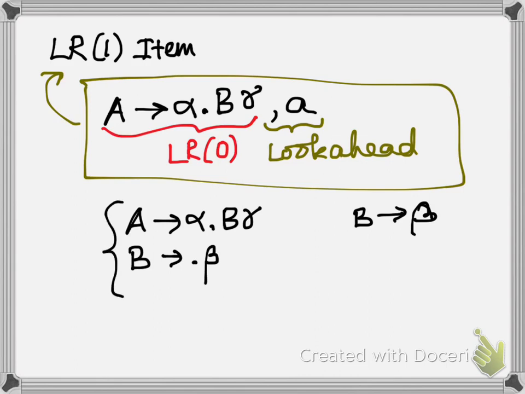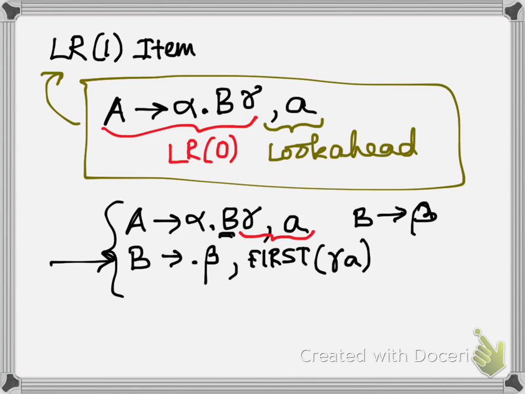Now here, in case of LR1, I have a look ahead. So I also have to construct the look ahead. So how to compute the look ahead? It is consisting of, say, the look ahead symbol A. So the look ahead for the new item that has been added, because we have expanded B here, would be the first of whatever is remaining after B, that is gamma A. So first of gamma A. So this is how we are going to compute the closure.